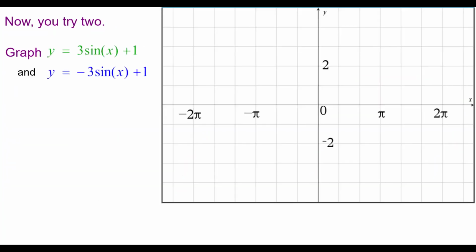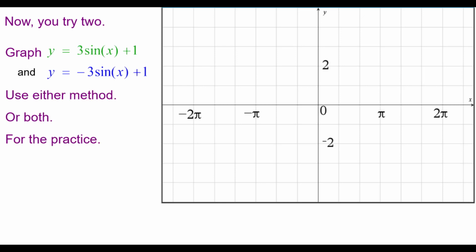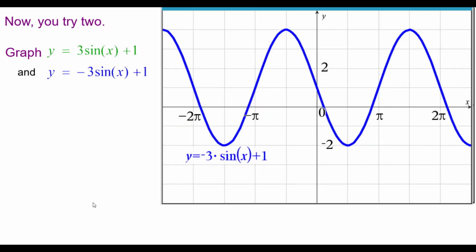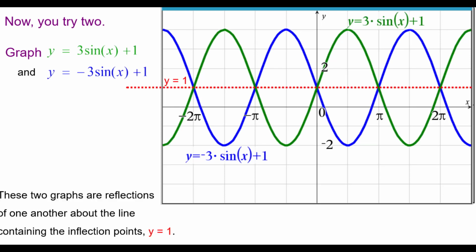Now you try 2. We'd like you to graph this one and then this one as well, okay? Use either method or both for the practice. Pause if needed. Resume when you're ready. So here's y equals 3 sine x plus 1 in green. Here's y equals -3 sine x plus 1 in blue. And you can see when we graph them together, they are reflections of one another about the line containing the points of inflection, the line y equals 1.